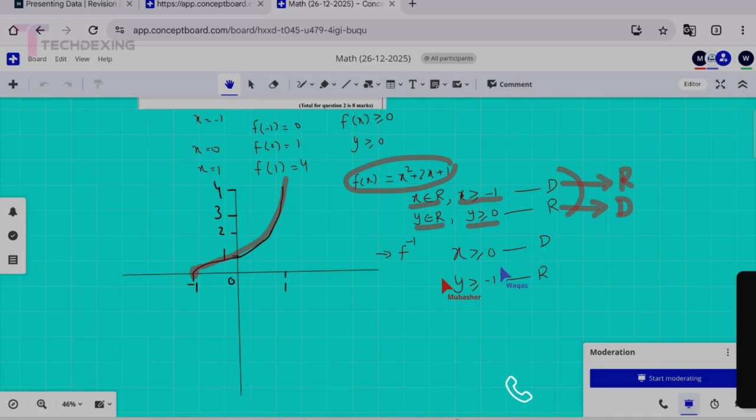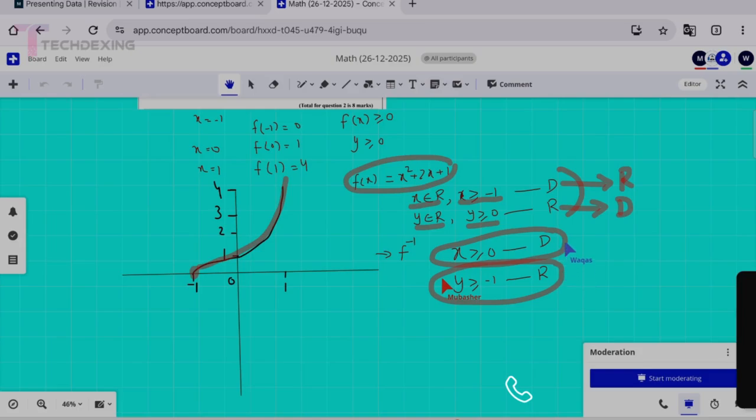So I did the same thing. You can just have a look. I didn't find the inverse of the function, I'm just talking about the domain and range. The domain was x greater than or equal to -1, so I made that the range of the inverse function. The range of the original function, y greater than or equal to 0, I made the domain of the inverse function, that is x greater than or equal to 0.